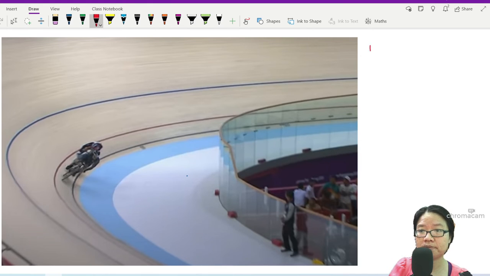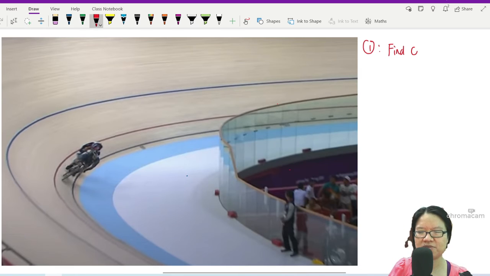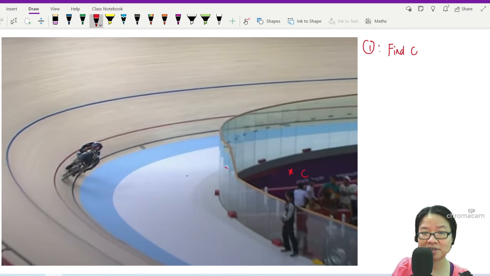Step 1, find C, center of the circular part. So you can see our friends here are turning in a circle. Okay, so the center is, I'm guessing, somewhere here. I don't know where the center is, but I know the direction of the center is here. This is the direction, when they are in this position.